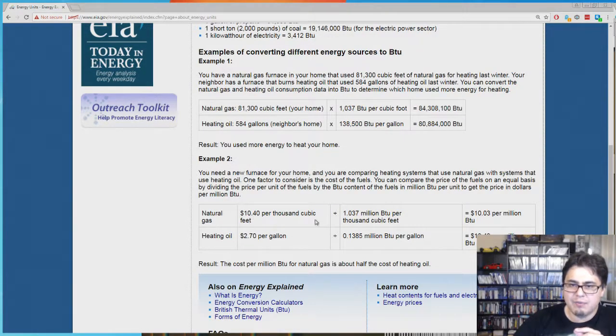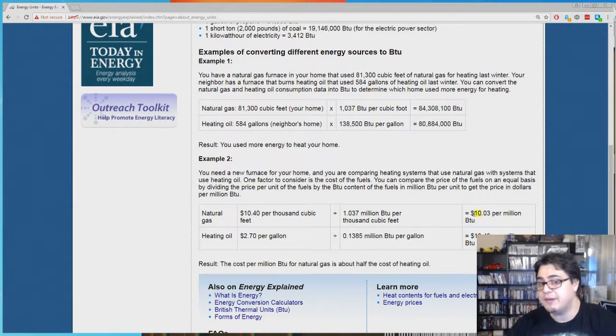So you divide by the price, and then we can see it's $10 per 1 million BTUs. So that's our efficiency for this natural gas, meaning each BTU I'm going to use, I'm going to be spending $10, right? So let's say I use 84 million BTUs, I'm going to be spending 84 times 10, $840 to heat my house over the winter, right?